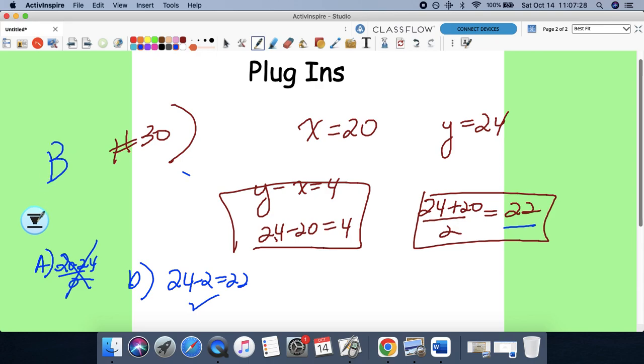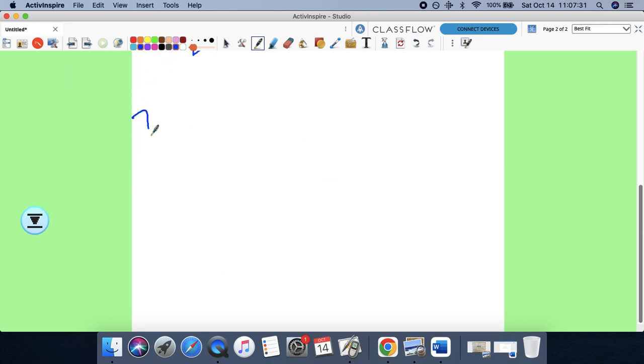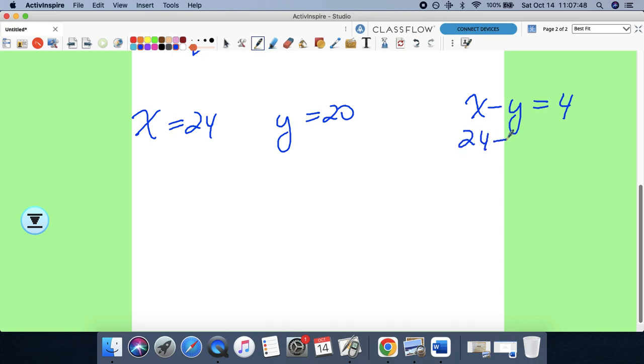Now, let me try that, and I'm going to figure out why. So, if I did x is 24, y is 20. They're saying the difference between the two integers. So, if I did x minus y equals 4, which is what they're saying, the difference. So, that's 24. This is 20. Right, and then say they said take the average of those two. If you take the average, x plus y, sorry, 24 plus 20 divided by 2, 44 divided by 2 is 22.